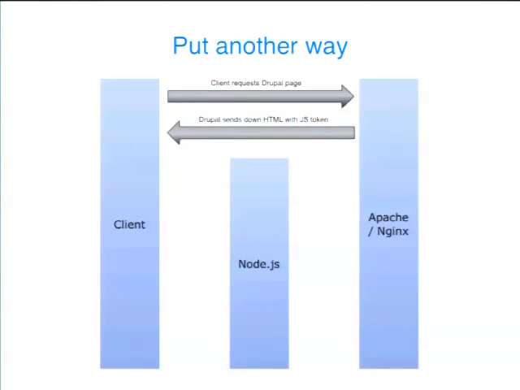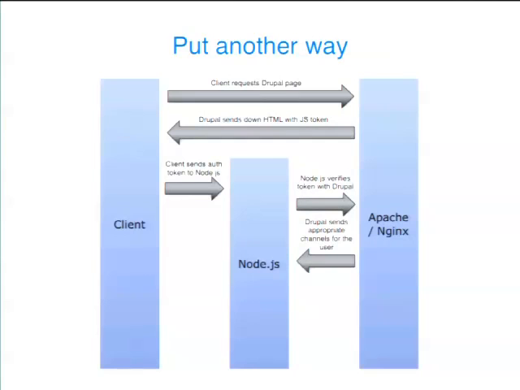Drupal sends down the HTML with a JavaScript token. The client sends the auth token that it got from Drupal back to Node.js directly. Node.js verifies that with Drupal. "Hey, I got this auth token. Is this guy cool?" Drupal says, "This guy's cool. Don't worry about it." Drupal sends back the list of channels, and Node.js connects.